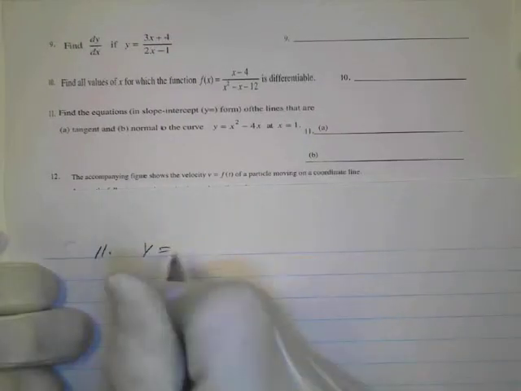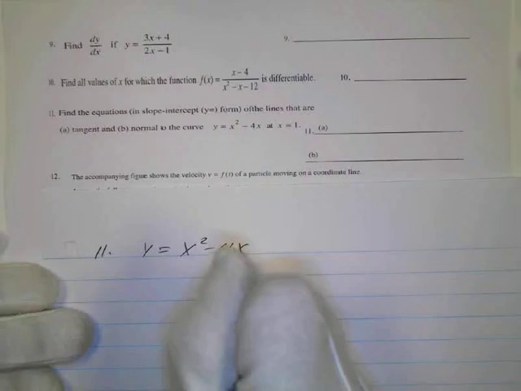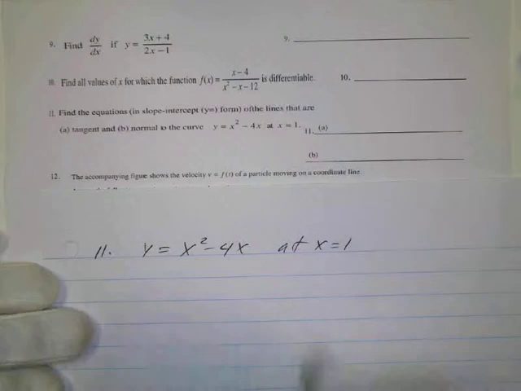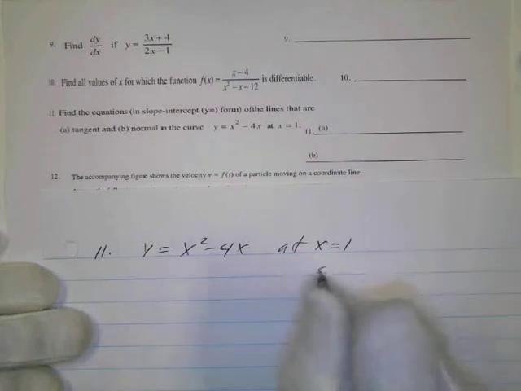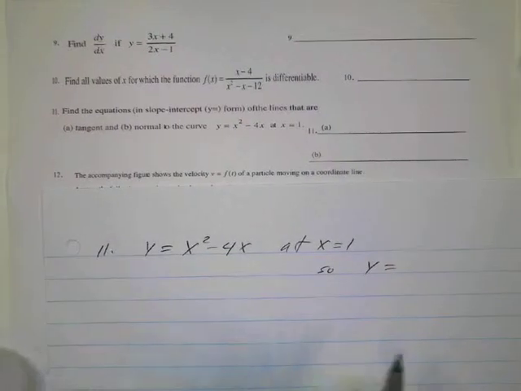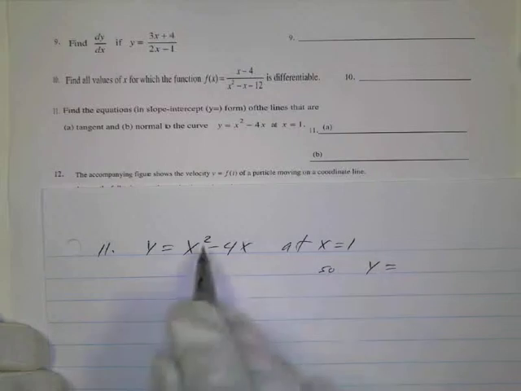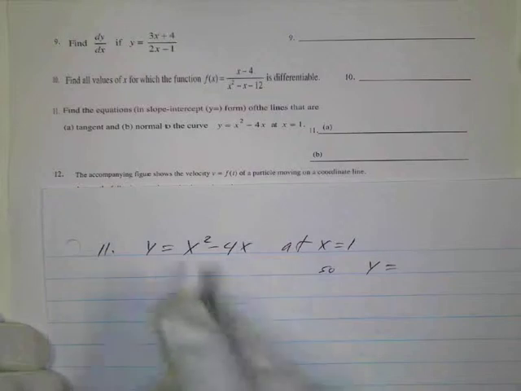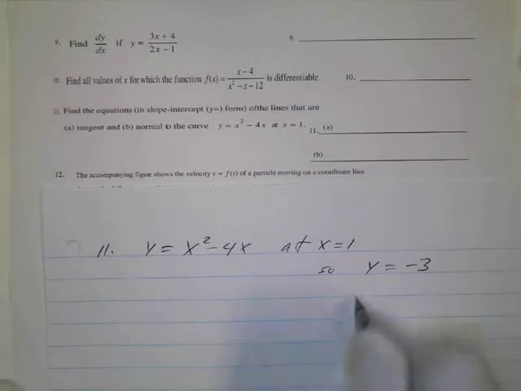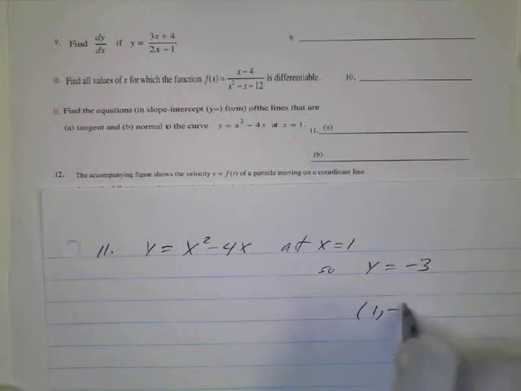So here's my equation, y equals x squared minus 4x, and this is going to be at x equals 1. I want to find out what y is, because I need a point and the slope. So let's get a point, so we have to put this x value in the original equation. I've got x squared, which is 1, minus 4 times 1, which is 1 minus 4, which is negative 3. So my y is going to be negative 3. There's my point: 1, negative 3.